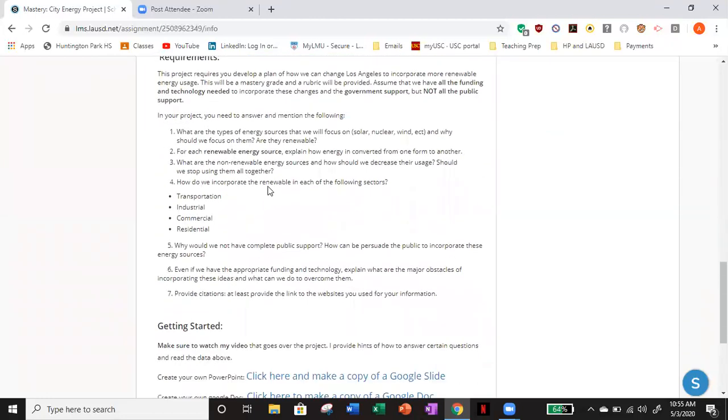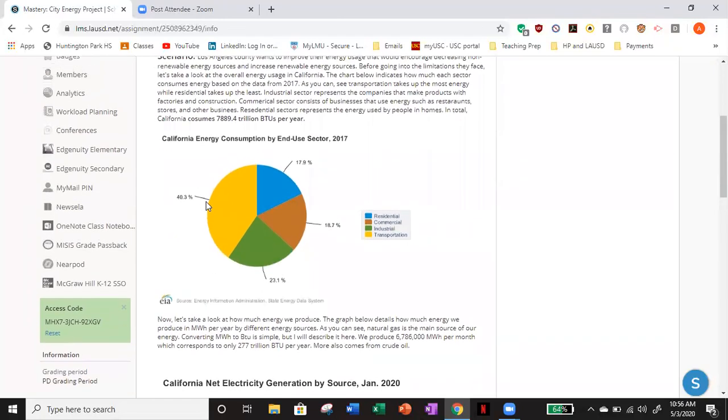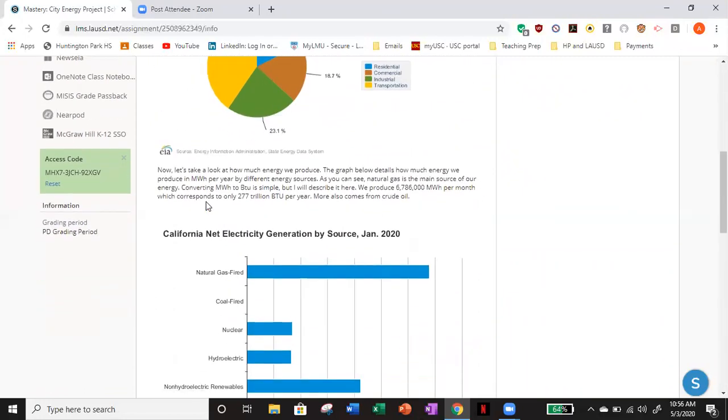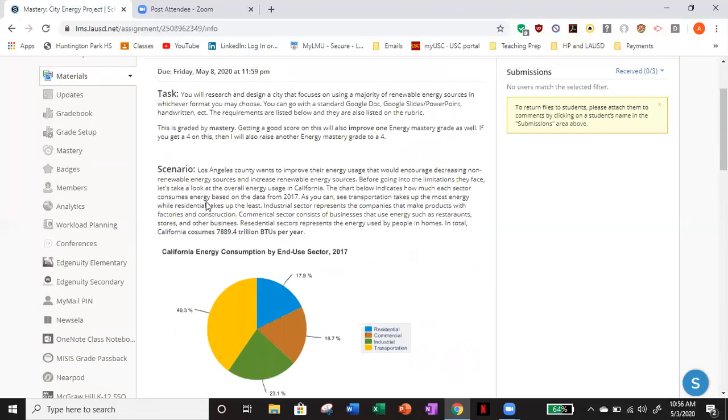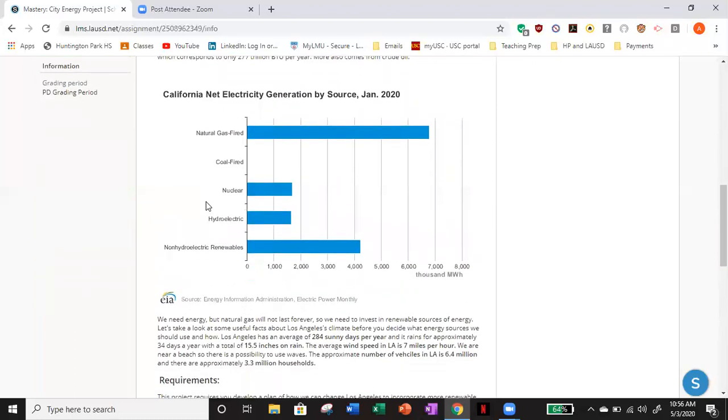How do we incorporate the renewable energy in each of the following sectors? When we're talking about transportation, industrial, commercial, residential, how can we incorporate the renewable energy sources you mentioned above into these? For transportation, cars, trains, the metro system, planes, how can we use, let's say, solar power? There are electric cars already, so maybe you can use solar power to charge those electric power stations. That's something you can think of.